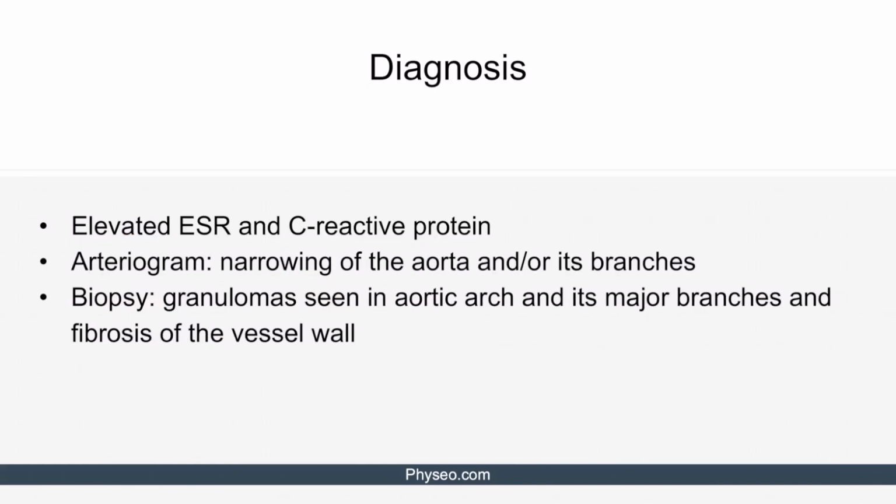On laboratory investigations, elevated ESR and C-reactive protein are typically found. It makes sense because these are markers of inflammation. Now, the narrowing of the arteries can actually be visualized using an arteriogram. And findings include narrowing of the lumen of the aorta and its branches. And then if you biopsy it, that will reveal granulomas. And you'll see those in the aortic arch and its aortic branches, as mentioned before. And the biopsy will also reveal fibrosis of the actual vessel wall.